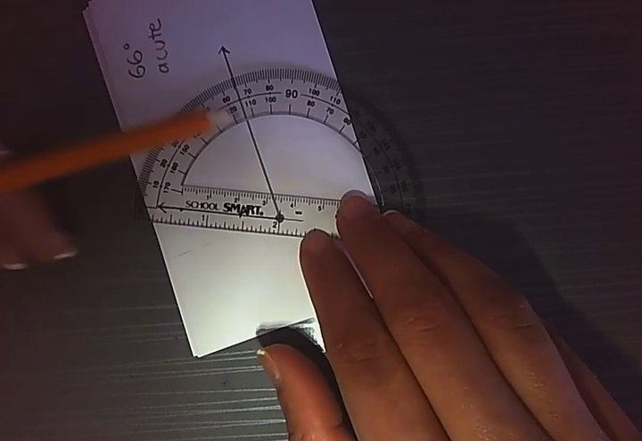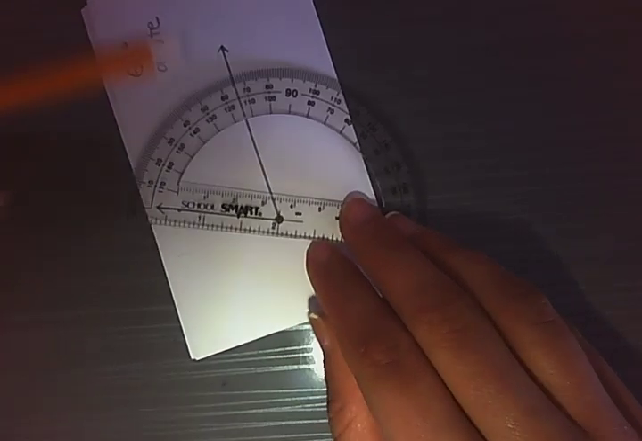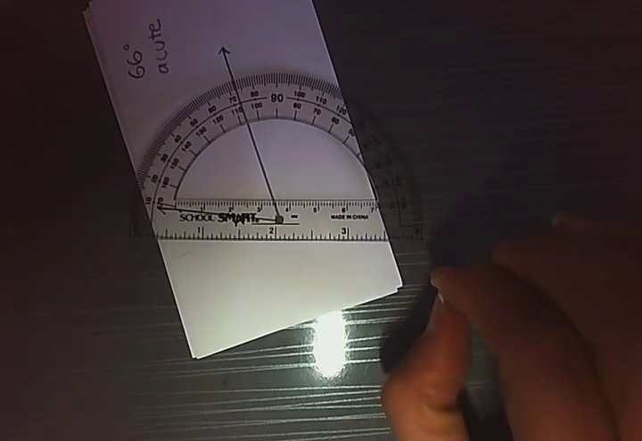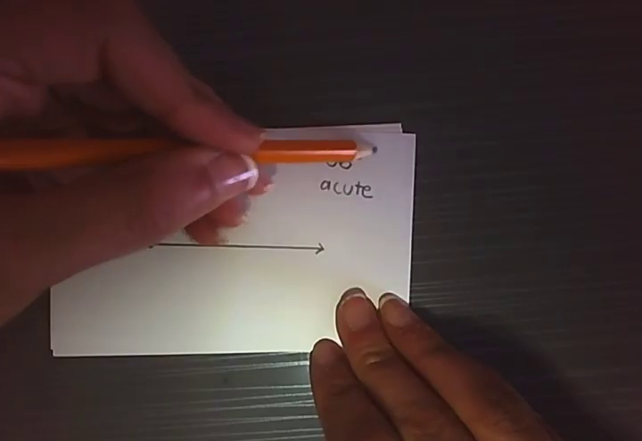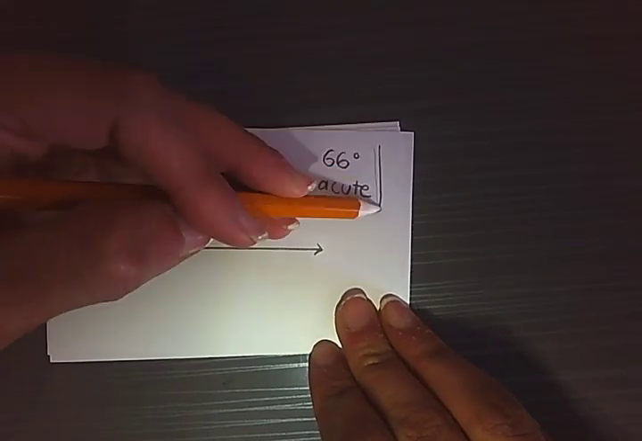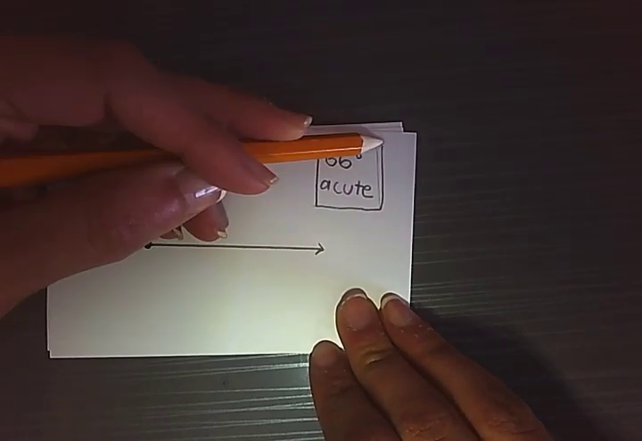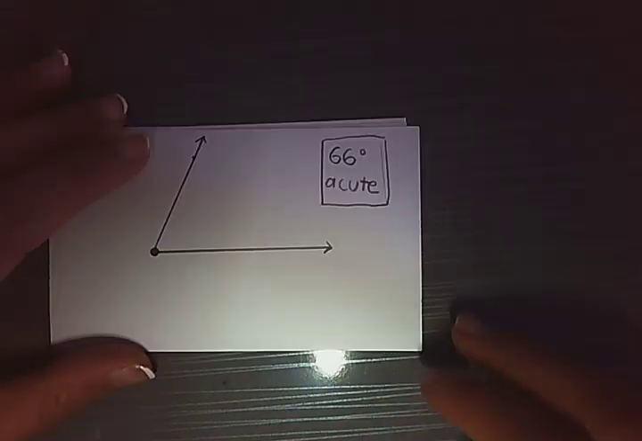But if you got 66 on one side and 65 on the other, it's close enough where I would understand that you measured it properly. If you got 66 on one side and 90 on the other, that would be a totally different story, right?